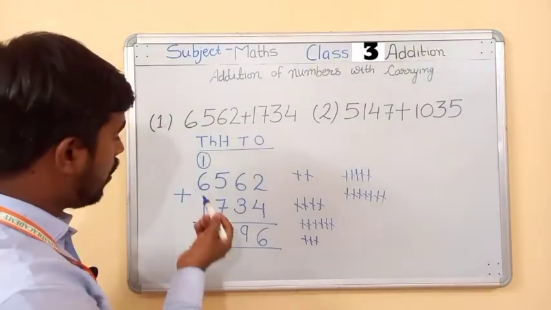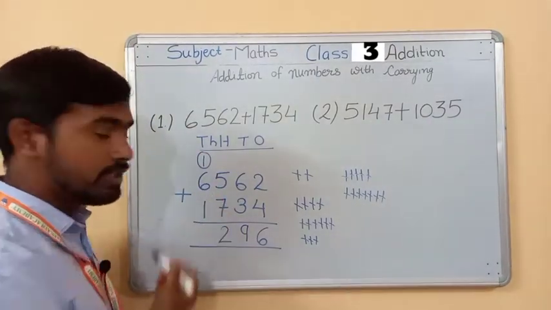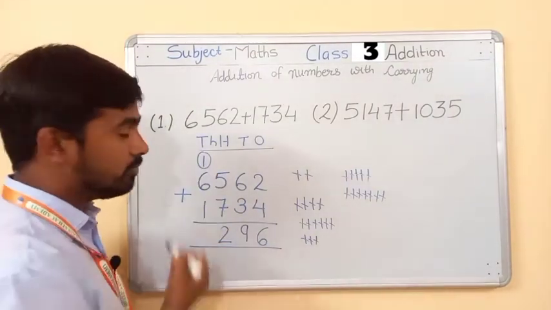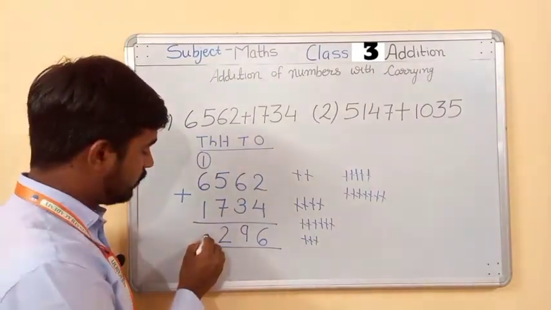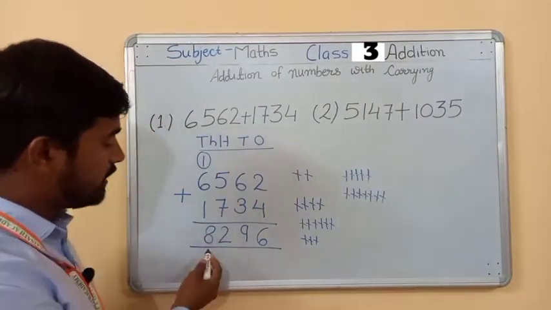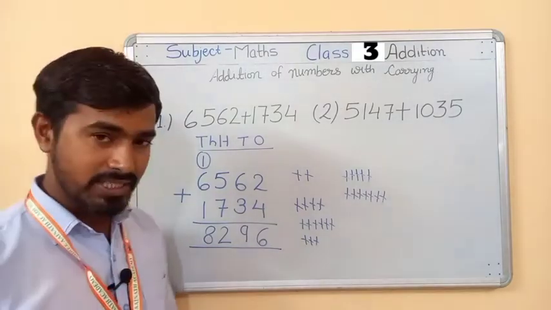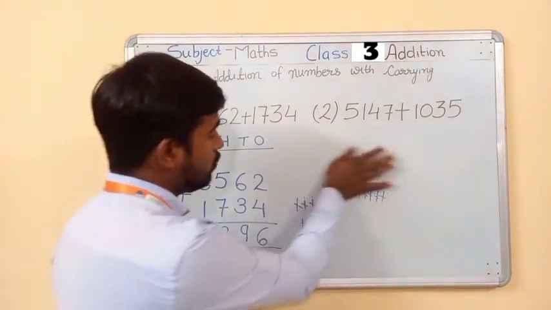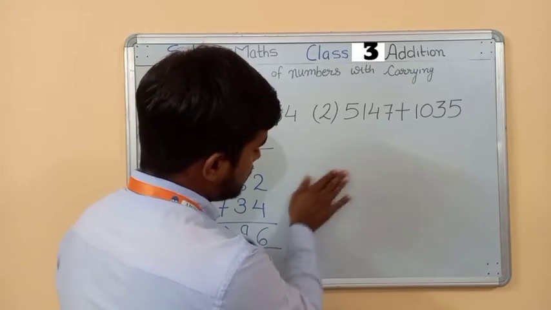Now add 6 plus 1, 7, and 1 carry, 8. So your answer is 8296.